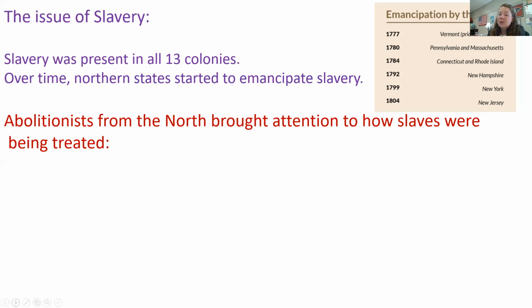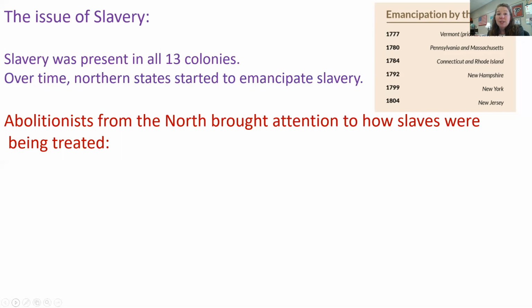So abolitionists were people that fought against slavery from the North and brought attention to how slaves were being treated. Some people would go their whole lives and never meet a Black person or an African American. And so they were like, yeah, slavery sounds bad, but it doesn't really affect me, and I don't really care one way or another.